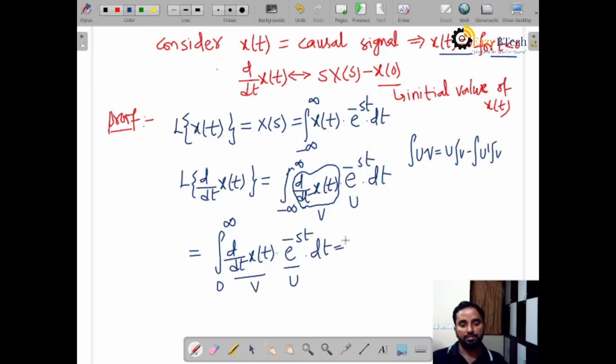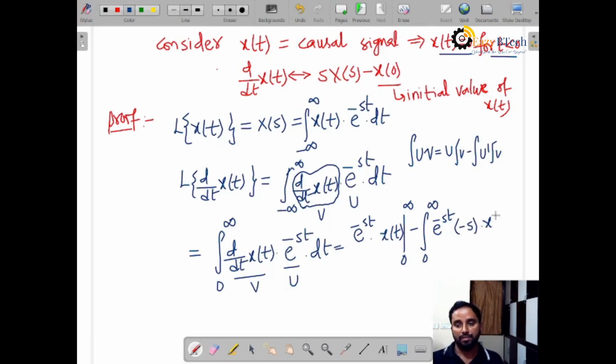Now uv expansion, this is u, this is v. Expand it. U means e power minus st, and the integration of v: d by dt and integration cancel. So x of t with limits 0 to infinity, minus the integral 0 to infinity of u dash, which is the differentiation of e power minus st, giving e power minus st into minus s, and the integral of v, which is x of t, with d by dt and integration cancelling, x of t dt again. So here substitute the limits.